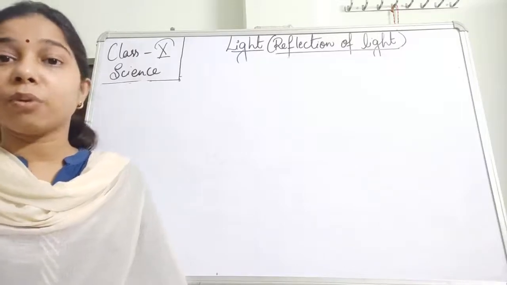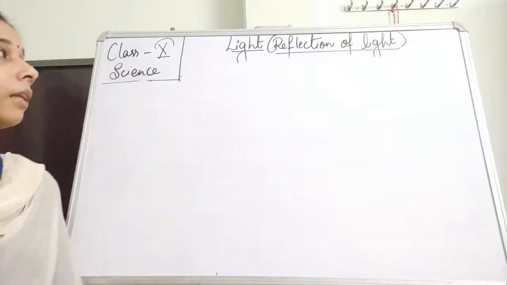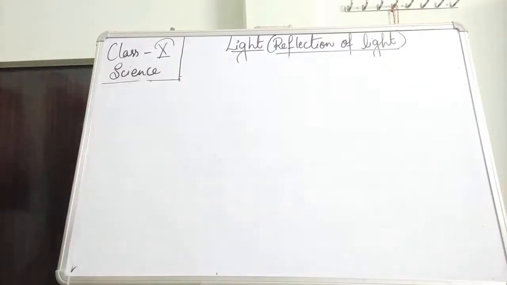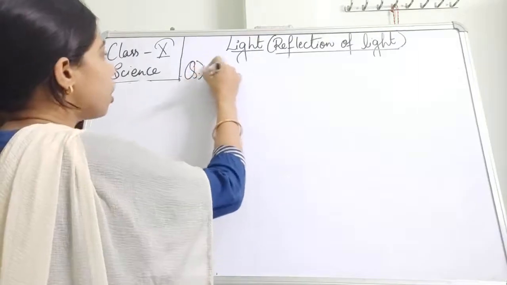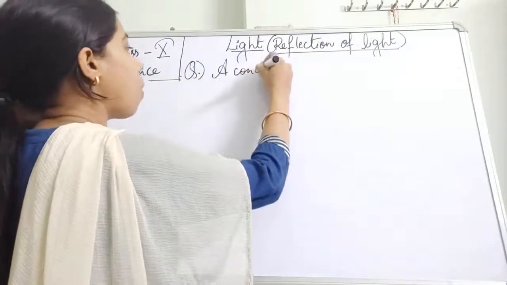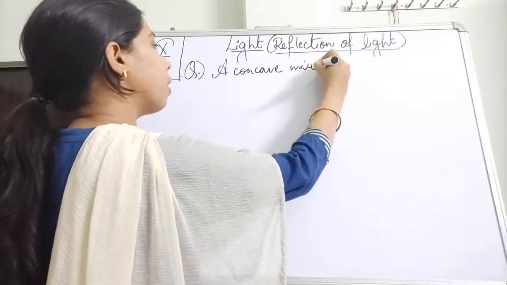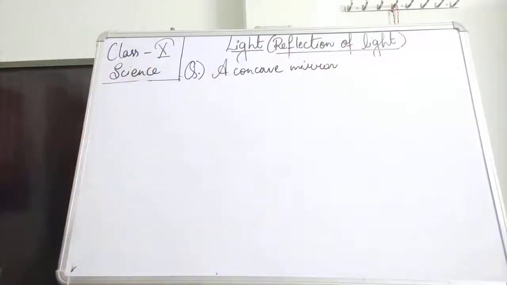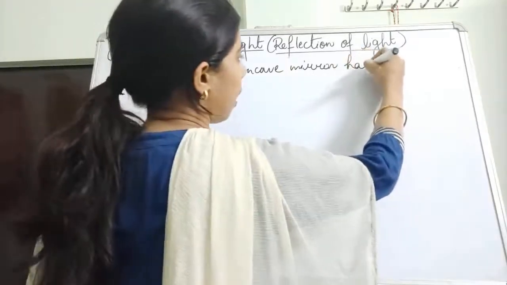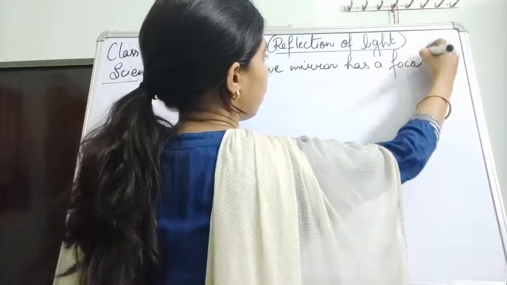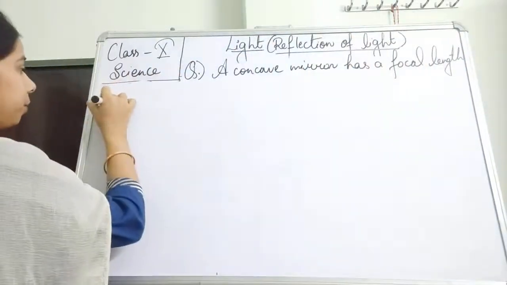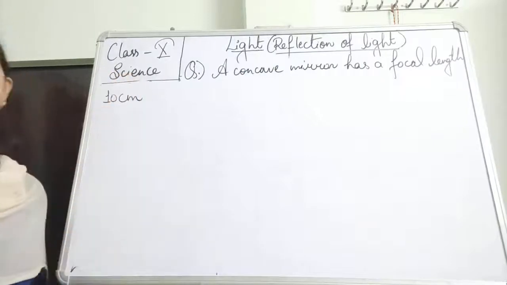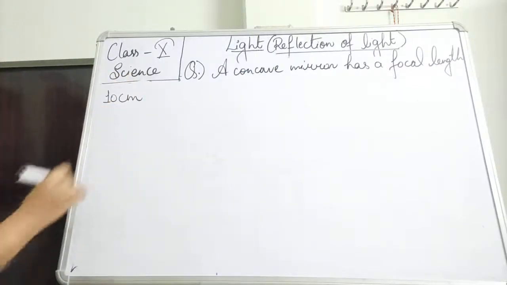So let us write a few questions regarding that in order to understand what kind of questions can be asked. We have seen a few questions from NCERT. Now let us see some more questions. So the question is that a concave mirror has focal length 10 centimeter.